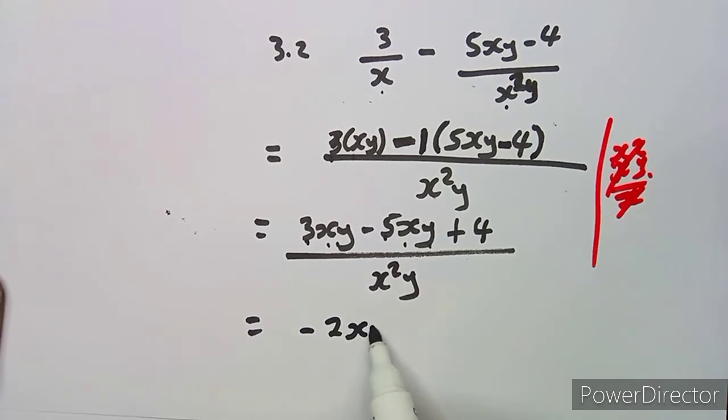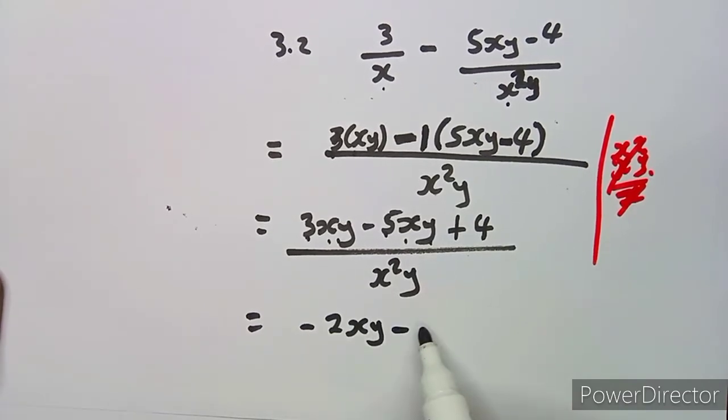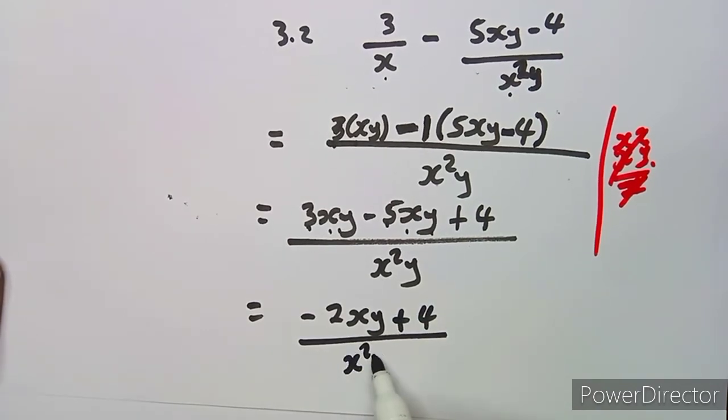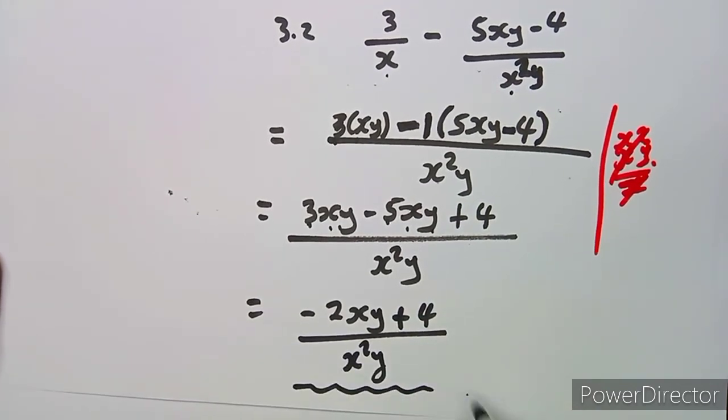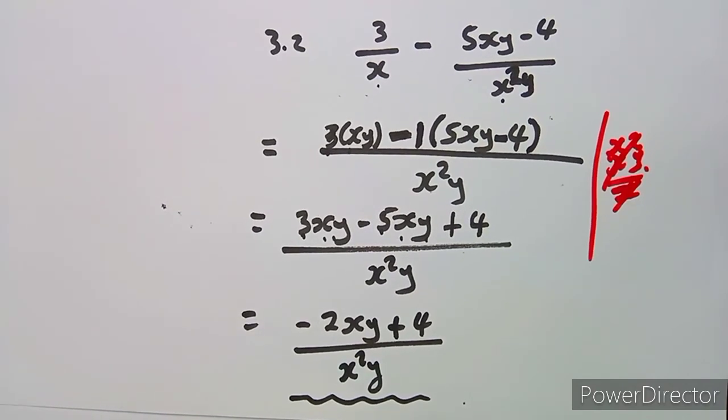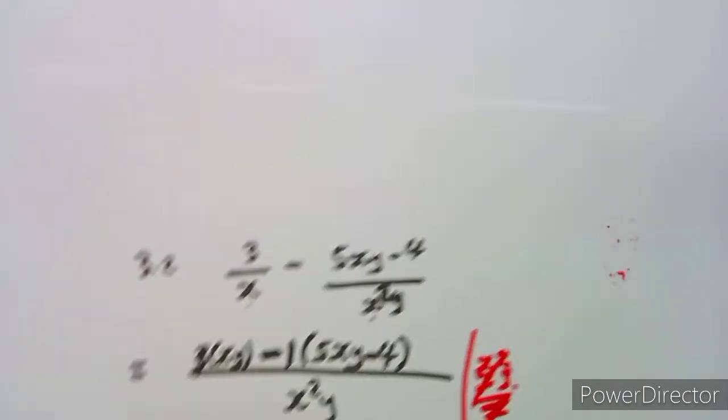So we've got minus 2xy minus, okay, this is a plus, sorry, plus 4 over x squared y, like that. So actually you can decide to leave your answer at that stage. Yes, you can factor out 2 because 2 is common on the numerator there, but you can actually decide to just leave it like that. So it depends with how you want to simplify it further.